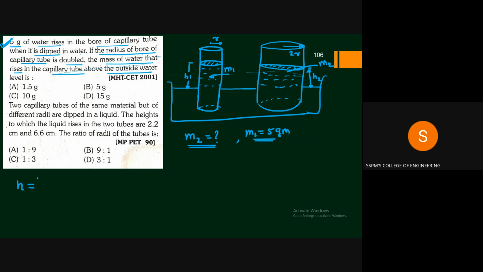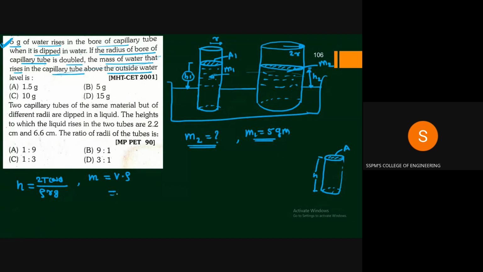So h is equal to 2T cos theta upon rho rg. And here the mass of the liquid which is inside the tube is equal to volume into density. Density is mass upon volume. So what is the volume? The volume will be the cross sectional area A1 into the height H1. This will be a cylinder for the liquid inside the tube. So this cross section is A and this height is H. The volume will be A into H.